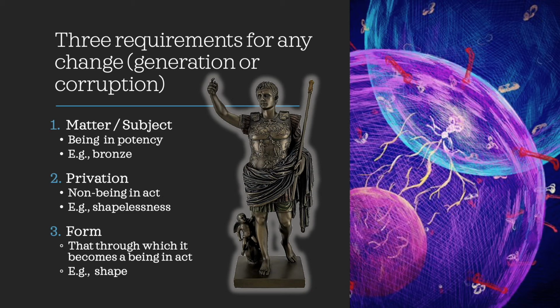And then the third requirement is form. This is that through which something becomes a being in act. In our example, it's shape. So if we look at the statue here on the right, we have first the matter, which is bronze. That's that out of which the statue is made. And then the privation, which leads to the statue being made, is the shapelessness of the bronze prior to it being made. And then finally, at the end of the change, or the generation of the statue, we have a shape, namely the shape of the statue, the shape of Caesar. In the reverse direction, if we're going to have a corruption of the statue, we start with the shape in the bronze, and then we end with shapeless bronze, for instance, if we melt down the statue.